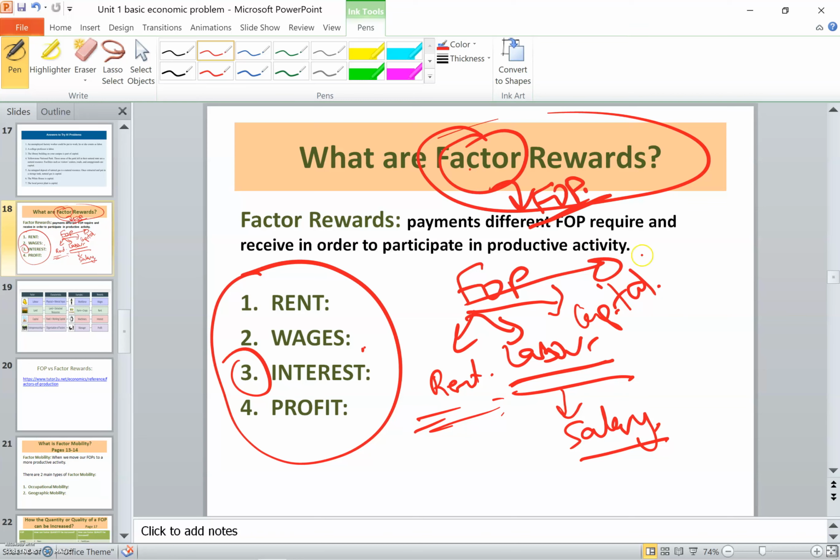Okay? Profit. Who gets the profit? I, as a worker, would never receive profit. I will only receive a salary or a wage. Profit goes to the business owners, which we call entrepreneurs. So, who is getting a profit at the end of the day? It is the firm or the entrepreneur.